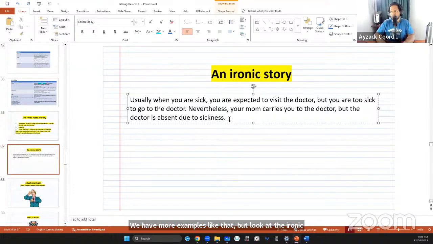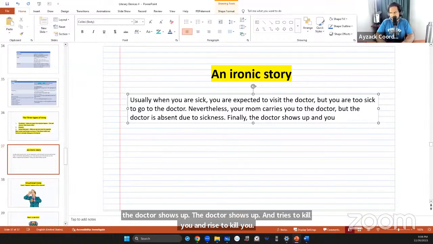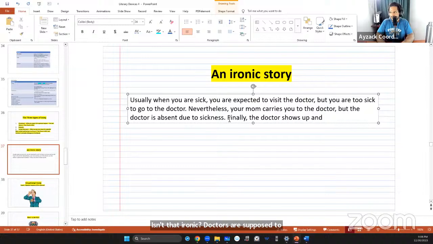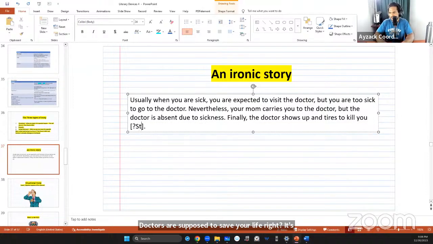Nevertheless, your mom carries you to the doctor, but the doctor is absent due to sickness. Finally, the doctor shows up and tries to kill you. Isn't that ironic? Doctors are supposed to save your life, right? It's ironic. Situational irony.